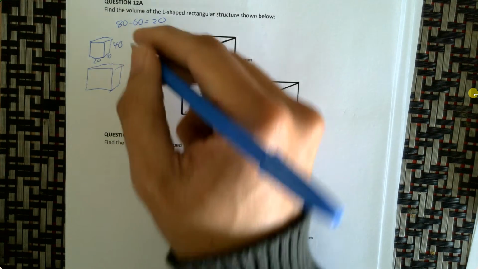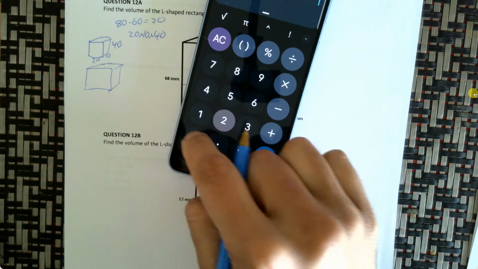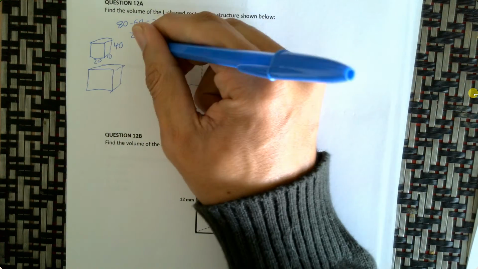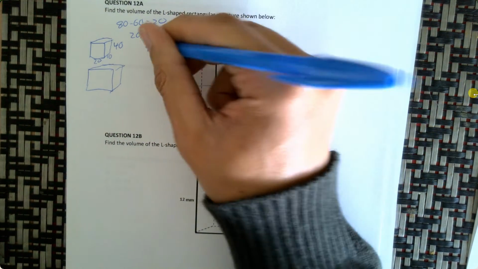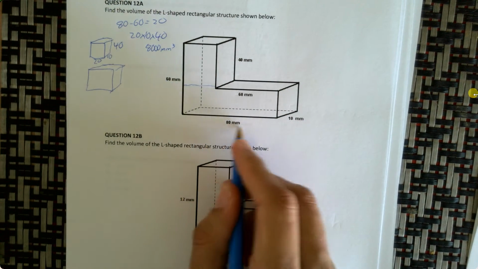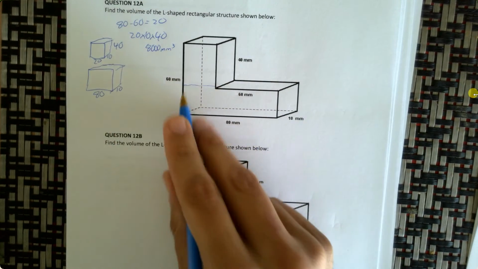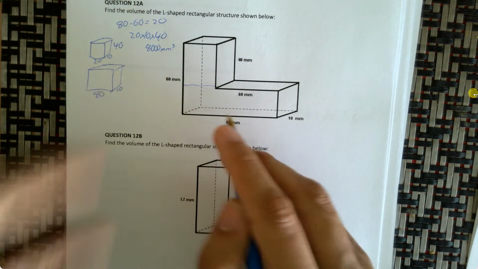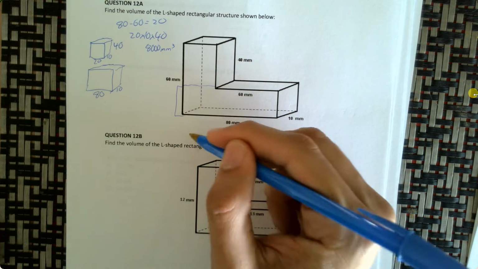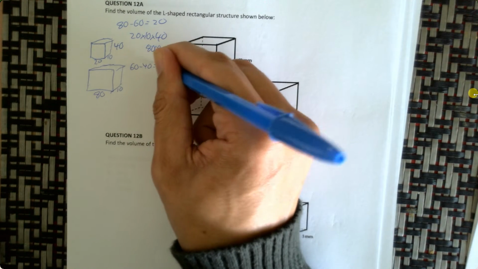Okay, so 20 times 10 times 40. 8,000. So shape 1 is 8,000 millimeters cubed. And the bottom shape is going to be 80 across. It's going to be 10 deep. And the height of it is going to be 60 of the whole thing, take away 40, that part there, and that will give me this part here. Okay, so 60 take 40 equals 20.